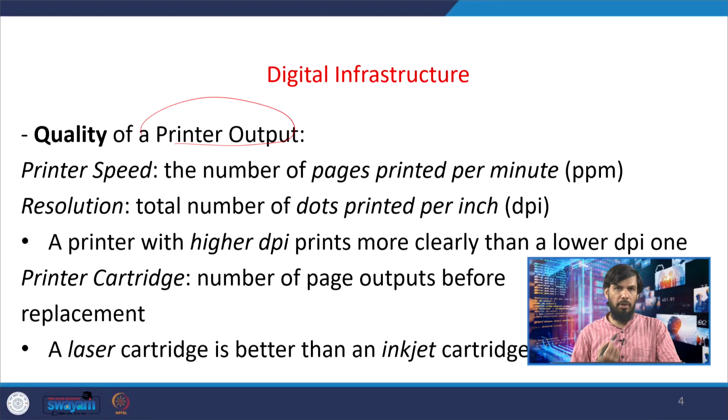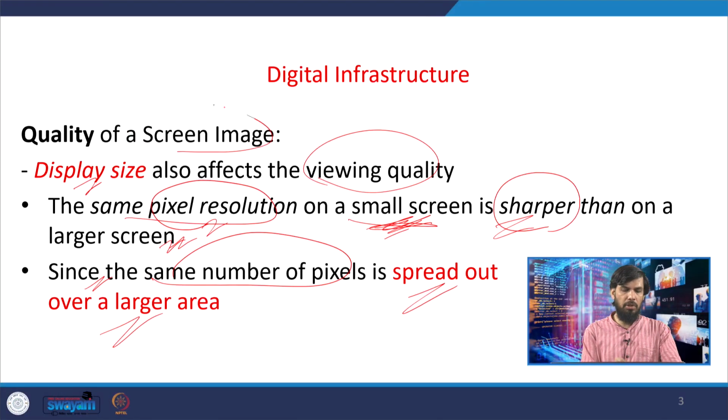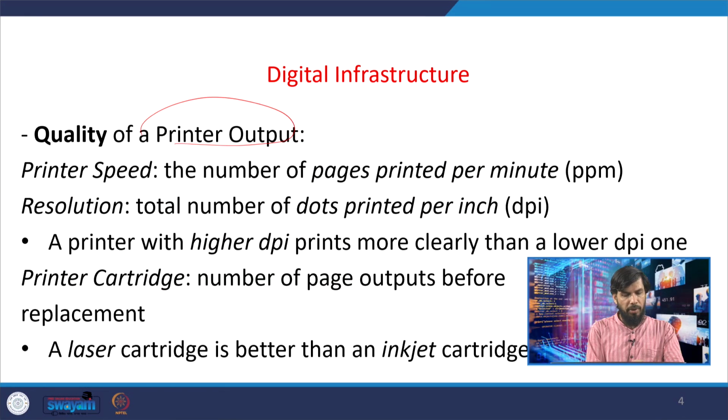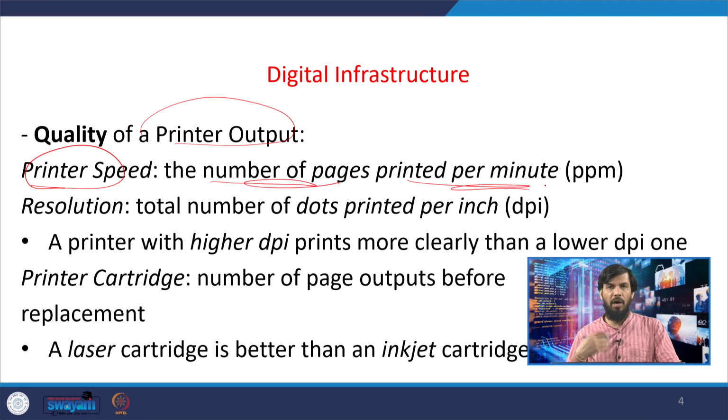The quality of printer output is important, just like the quality of a screen image is important, while resolution and screen display size matter when we are going for a display, right. So, what are the factors? One is printer speed, that might be important, right: the number of pages printed per minute. How fast is that printer able to churn out pages? That speed is obviously important, and it is expressed using ppm, that is pages printed per minute, right.